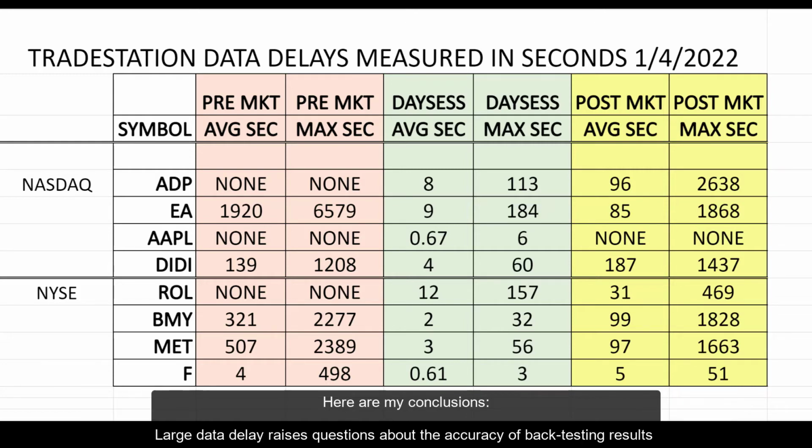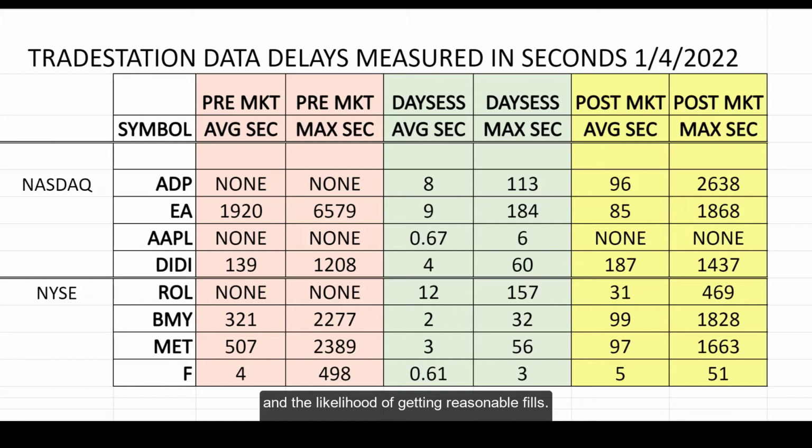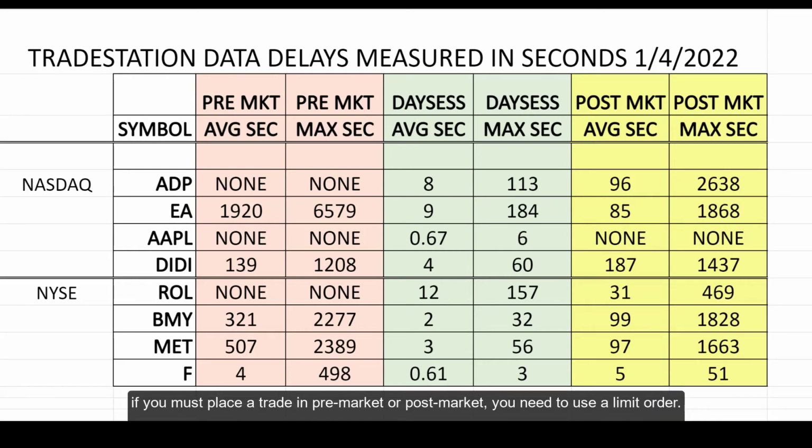Here are my conclusions. Large data delay raises questions about the accuracy of backtesting results and the likelihood of getting reasonable fills. The pre- and post-market sessions have wide ask-to-bid ranges that make it very dangerous to trade using market orders. It is probably better to avoid any trades during those times, but if you must place a trade in pre-market or post-market, you need to use a limit order.